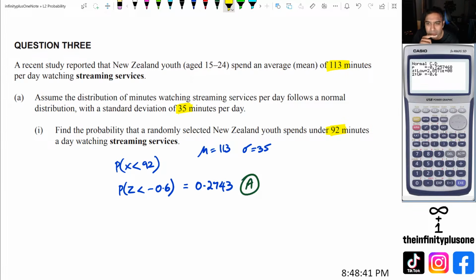Find the probability, spends under 92 minutes. Hudson, I reckon you could just chuck in how much evidence? Just a little diagram is more than enough.